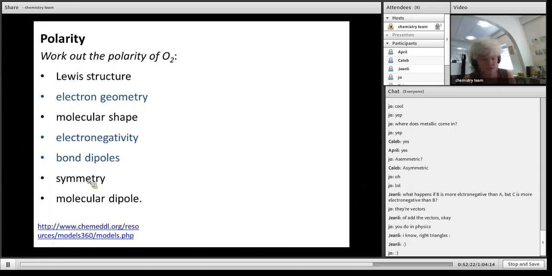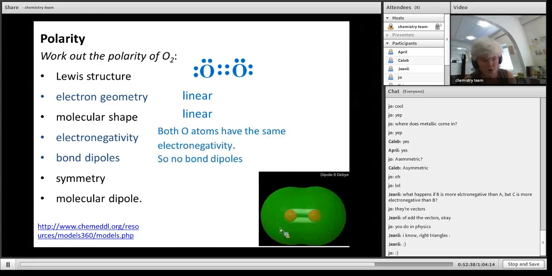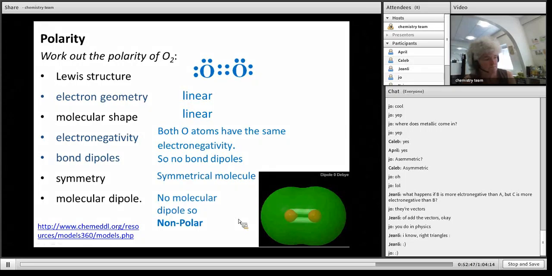And so it'll be a polar molecule. And as I say, there are some things you can have a look at there. So here's an example of O2. First the Lewis structure, then you work out the geometry. Both atoms have the same electronegativity, so there are no bond dipoles, and it's a symmetrical molecule, so it is a non-polar molecule. Quite a simple one.